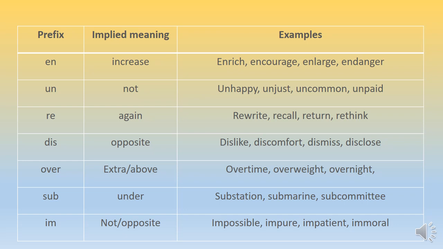We have another prefix im, which indicates not possible. And the words that we can make with the prefix im are impossible, impure, impatient, immoral, etc. So from a prefix we can make lots of new words by using it with different words. Okay.